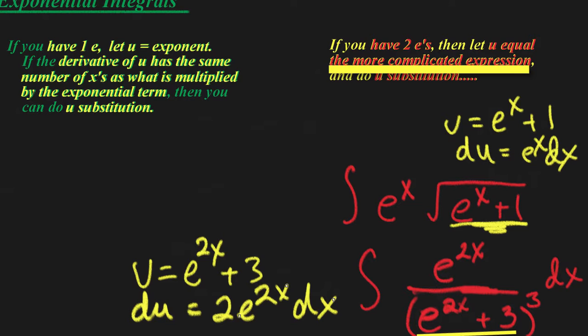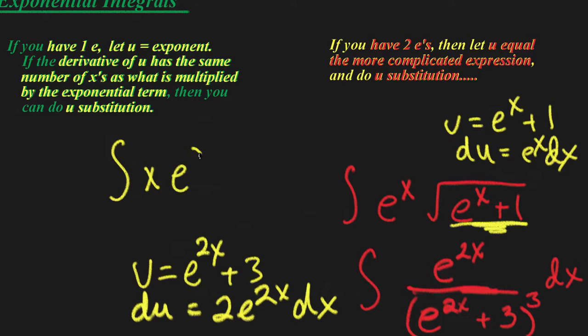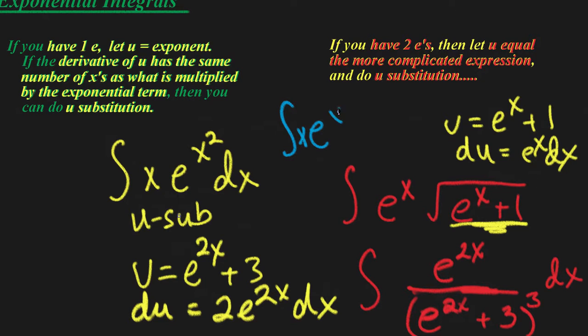So again, one e, let u equal the exponent. If you can take the derivative and get the thing in front, the derivative of that is the next term to the first power, so it's going to be u sub. But if you can't do that derivative in front, and the derivative of x is 1, here we have an x, so that's integration by parts.